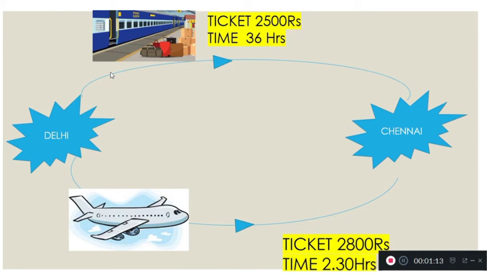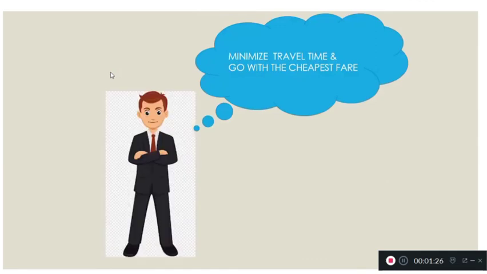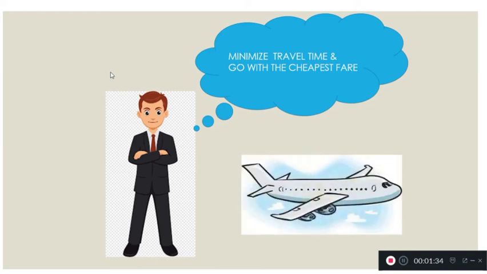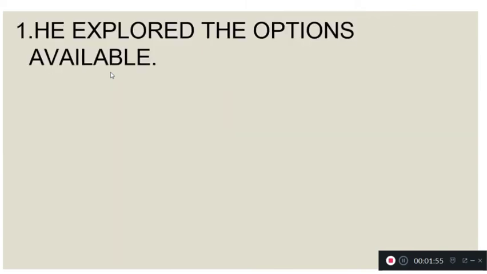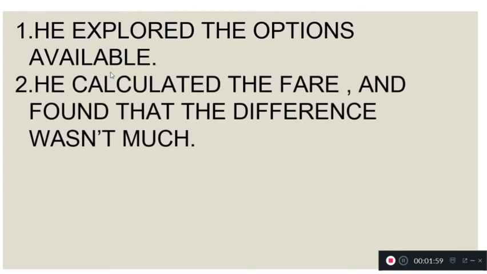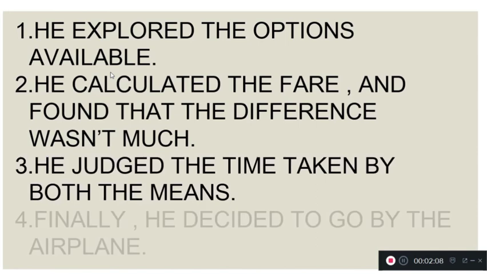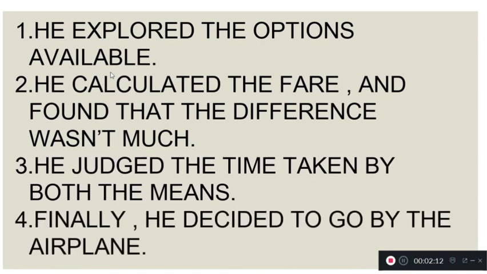Yet, whereas the train would have taken at least 36 hours, the plane would cover the distance in only 2 hours. Now, again, Uma's father had two options. Either minimize the travel time or go with the cheapest fare. Let us assume the father chose to save the time. Hence, to reach the decision on how to travel, he did the following. He explored the options available. He calculated the fare and found that the difference wasn't much. He judged the time taken by both the means and finally he decided to go by the airplane.